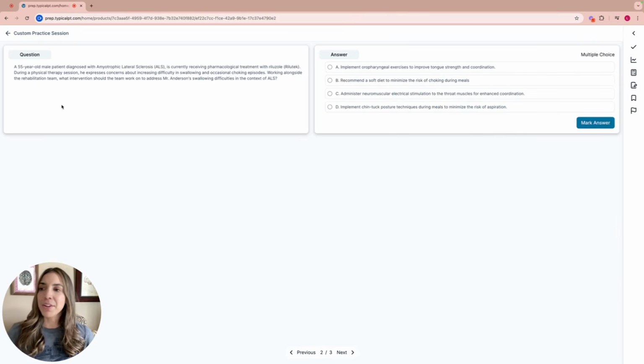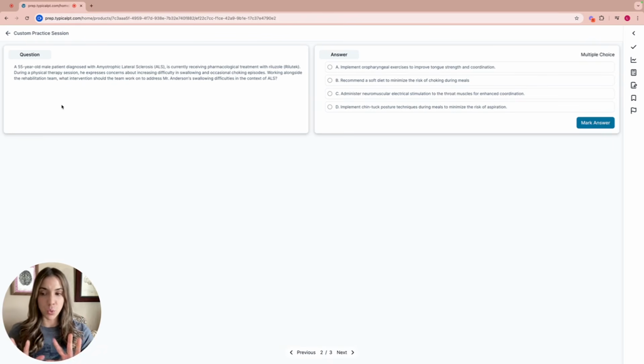Okay, a 55-year-old male patient diagnosed with ALS is currently receiving pharmacological treatment with riluzole. During a physical therapy session, he expresses concerns about increasing difficulty in swallowing and occasional choking episodes. Working alongside the rehab team, what intervention should the team work on to address Mr. Anderson's swallowing difficulties in the context of ALS?